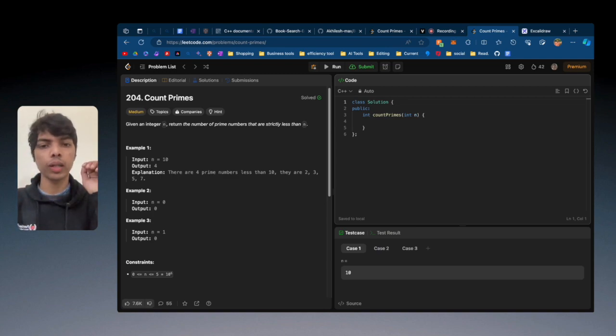For example, if you have a number 10, then you should be able to generate 4, because it has 4 prime numbers which are less than 10, which are 2, 3, 5, and 7. So these are the 4 numbers. That's why the output should be 4. Similarly, if we have an input of say 20, then you should be able to count all the prime numbers which fall below 20. So that's essentially the basic functionality that our program has to offer.